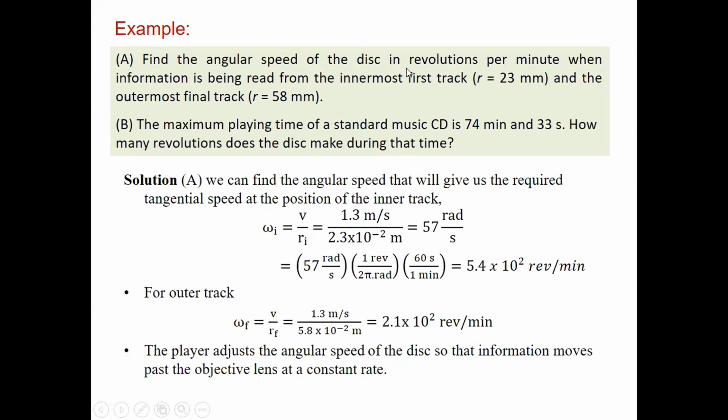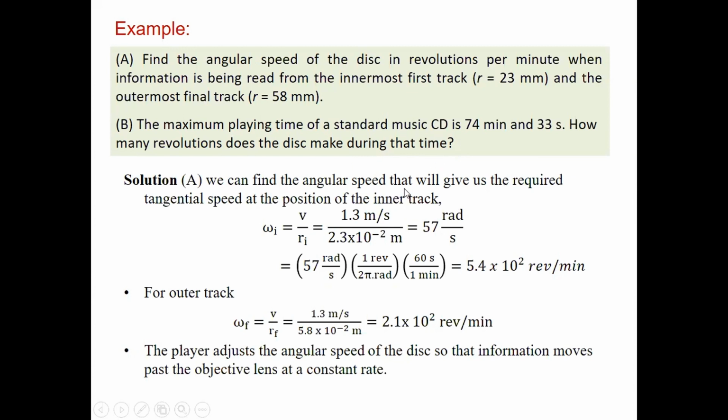Find the angular speed of the disk in revolutions per minute, RPM, when the information is being read from the innermost first track at the radius r equal to 23 millimeters, and the outermost final track r equal to 58 millimeters. Part B is to find the maximum playing time of the standard music CD, which is 74 minutes and 33 seconds. How many revolutions does the disk make during that time? So let's do the first part.